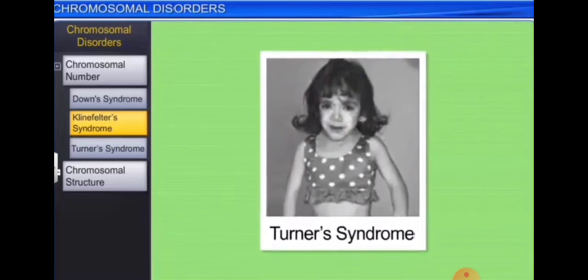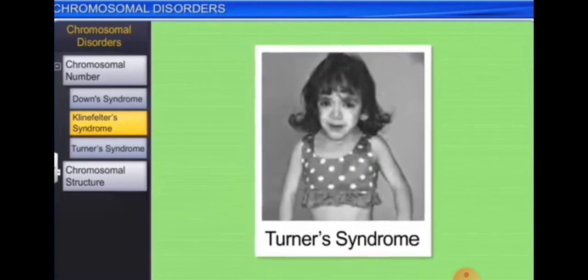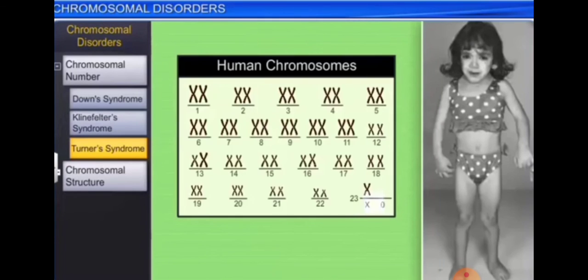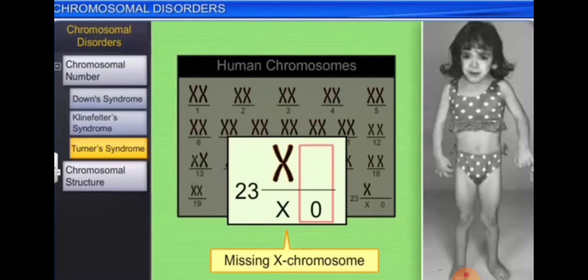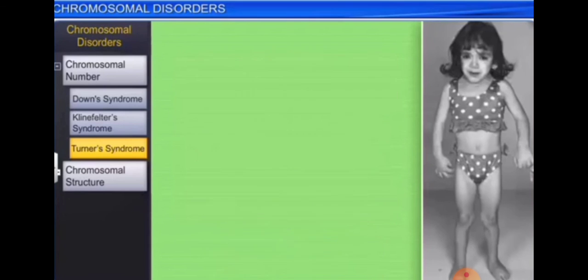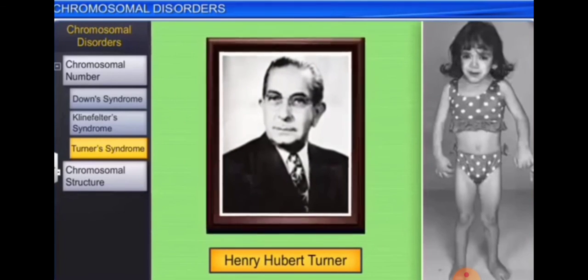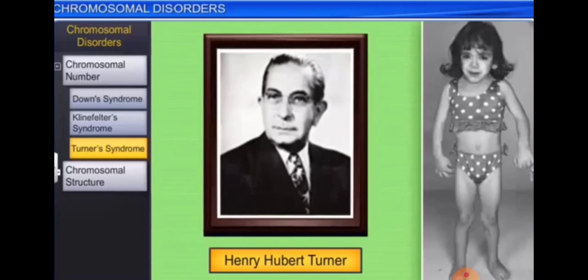Another syndrome due to changes in chromosomal number is Turner's syndrome, where one of the X chromosomes is absent in females. Chromosomes in these females will be 45 with XO. The syndrome is named after Henry Hubert Turner. He was an endocrinologist and he was the first person to describe this syndrome.